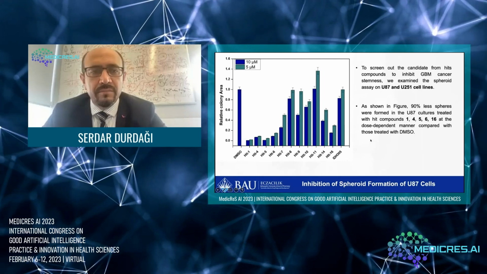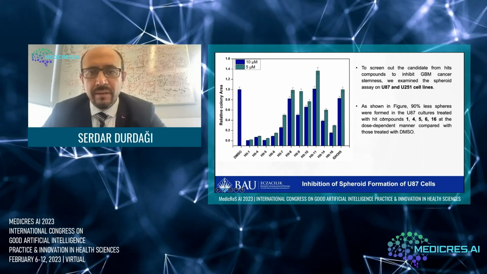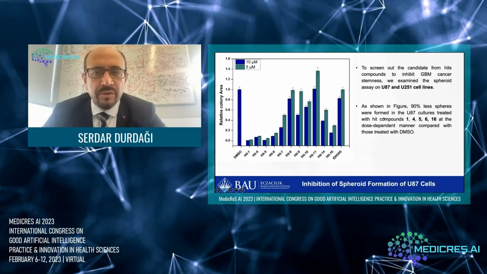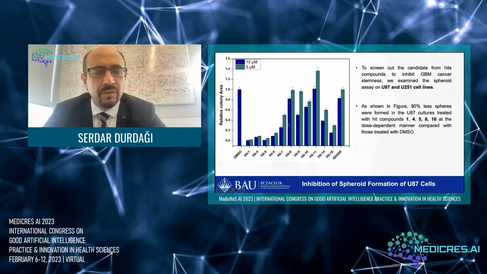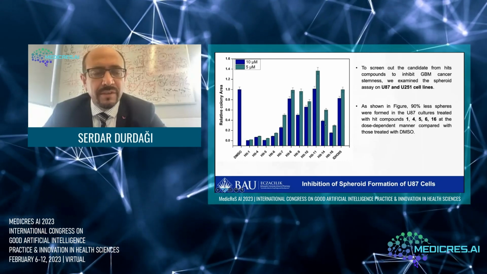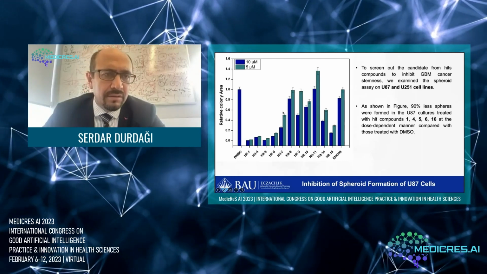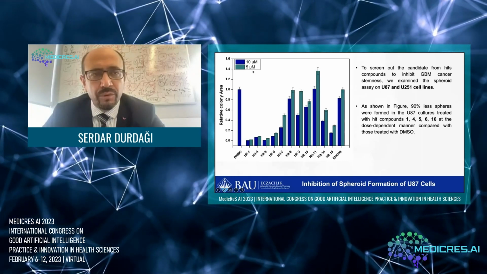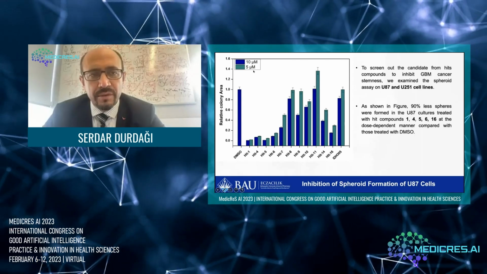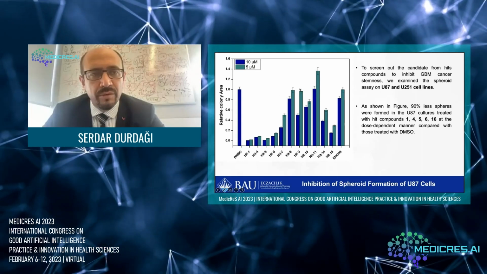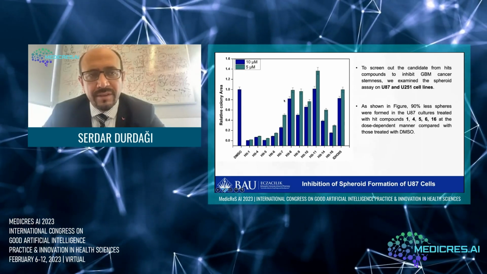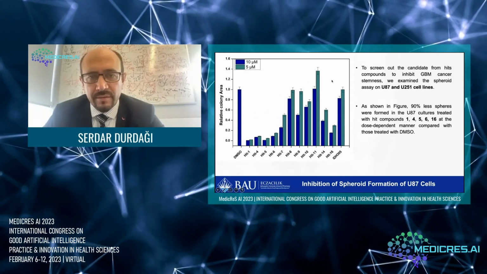In a dose-dependent manner, they work very well, and 90% fewer spheres were formed in the U87 cultures treated with these hit compounds. And here the pale blue, the cyan color, shows 5 micromolar of these hit molecules, and the blue color shows 10 micromolar of these compounds.